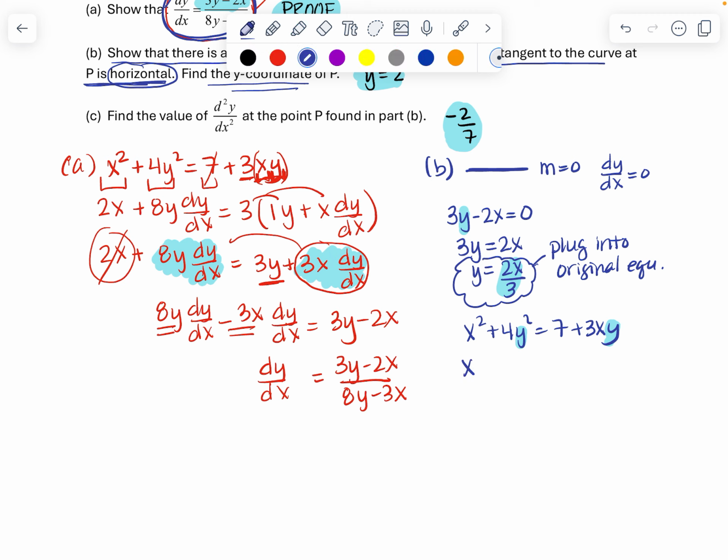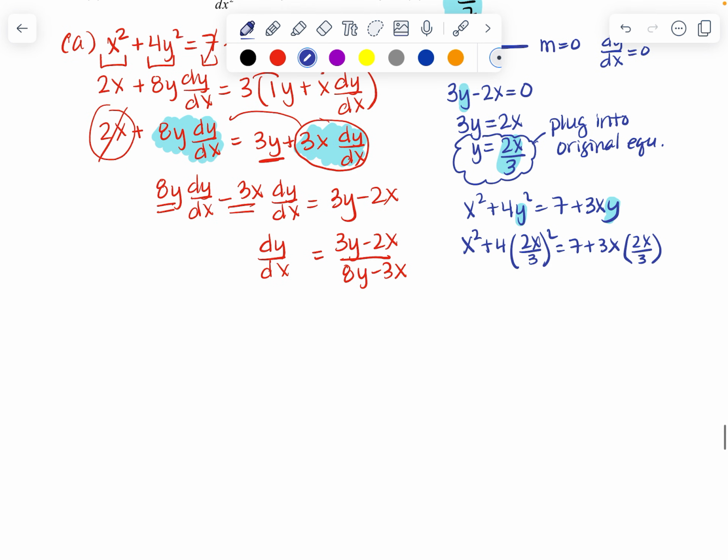Okay, so you have x squared plus 4 times 2x over 3 squared equals 7 plus 3x times 2x over 3. Okay, now let's make this pretty. So you have x squared plus 4 times 2x times 2x is 4x squared. And then 3 squared, or 3 times 3, is 9. And then I get that equals 7 plus.